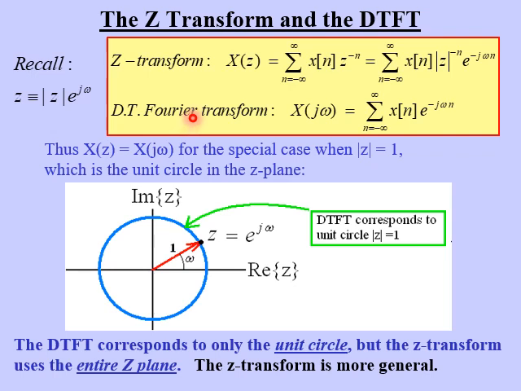Now, what this means in the z plane is that the Fourier transform corresponds to the z transform only along the unit circle where the magnitude of z is equal to 1. So the DTFT corresponds only to this special case of the unit circle in the z-plane. However, the z transform will use the entire z-plane. So this is another way of seeing that the z transform is a more general version of the discrete time Fourier transform. Therefore, the z transform is more powerful and we can do more things with it.